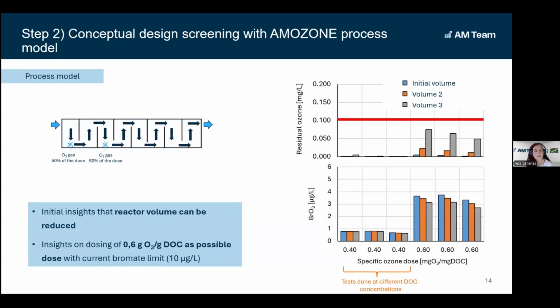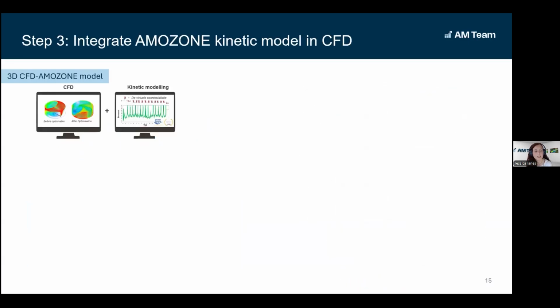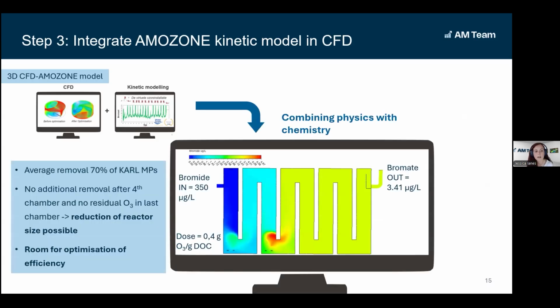And then once we moved to step 3, with the CFD AMOZONE model, we coupled the kinetic modeling of AMOZONE, that was previously calibrated on the batch test, with the CFD in order to see in detail in space in the reactor how the different concentrations of ozone, bromide, bromate and micropollutant removal would look like.